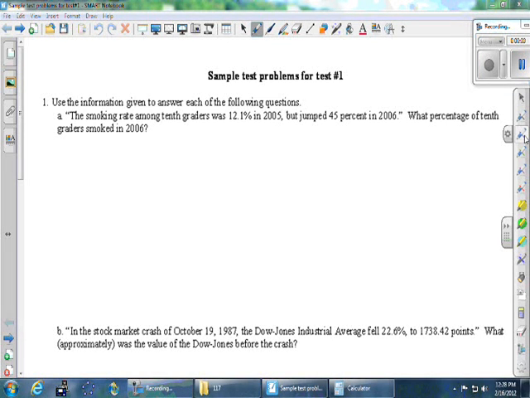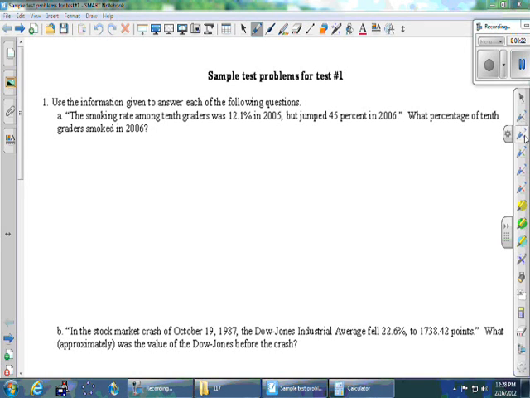This is problem number 1 on the sample test problems for test number 1. Use the information given to answer each of the following questions. A. The smoking rate among 10th graders was 12.1% in 2005, but jumped 45% in 2006. What percentage of 10th graders smoked in 2006?